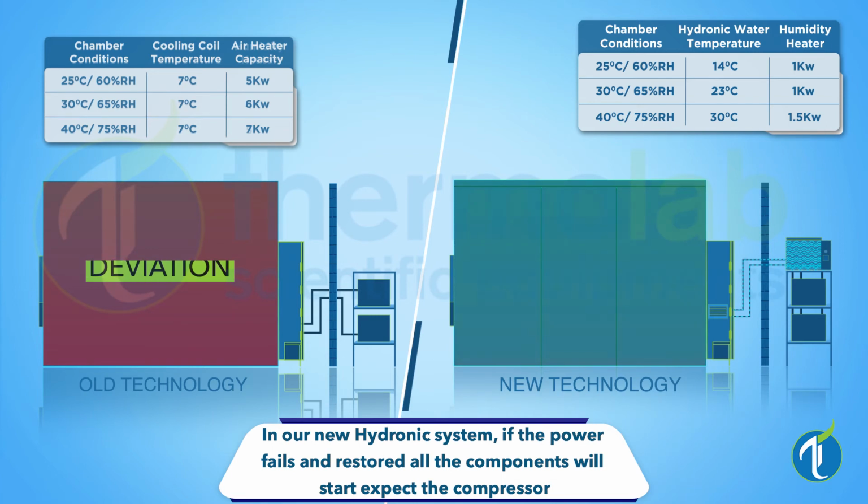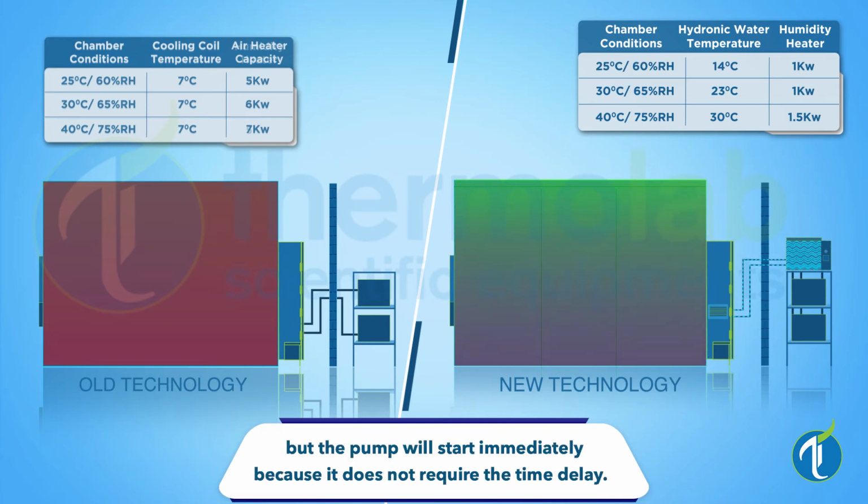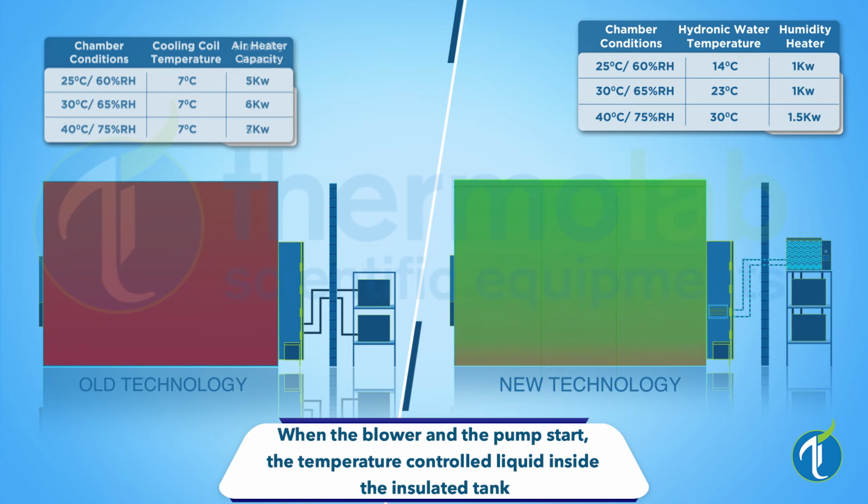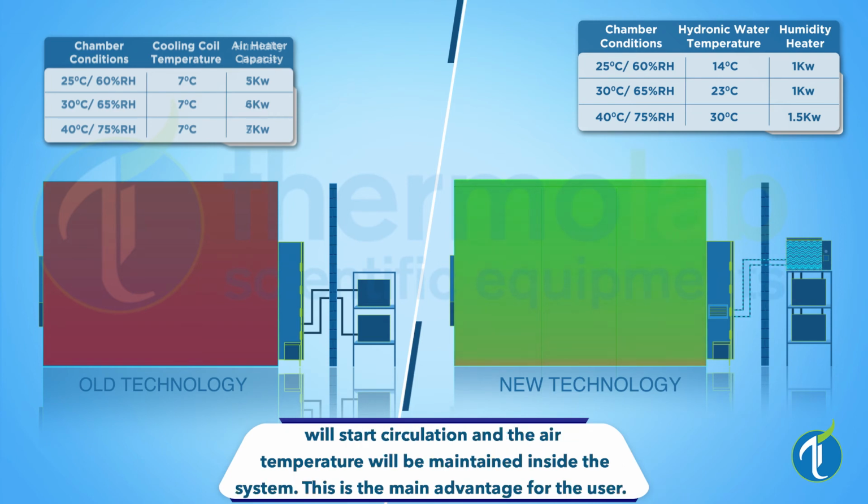In our new system, when the power fails and is restored, all the components will start except the compressor. The pump will start immediately because it does not require the time delay. When the blower and the pump start, the already controlled temperature water inside the system starts circulating and the temperature will be well maintained inside the chamber.